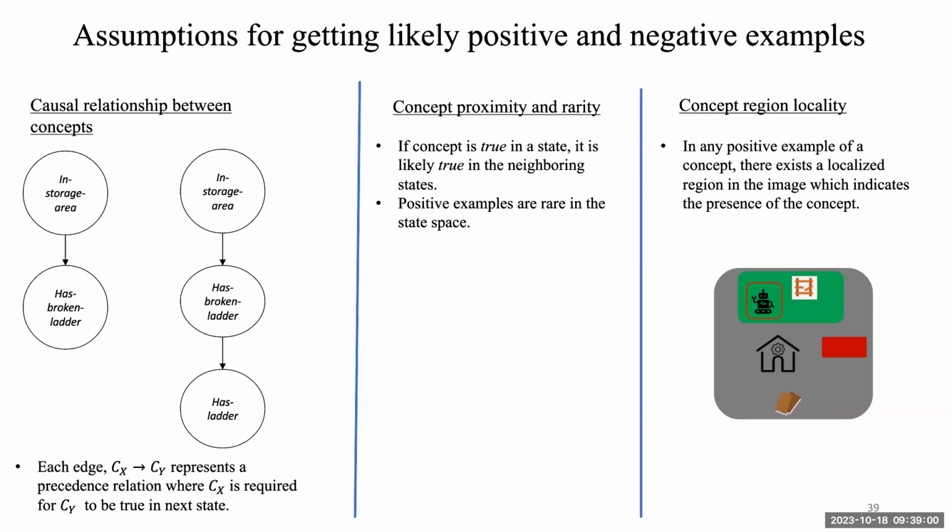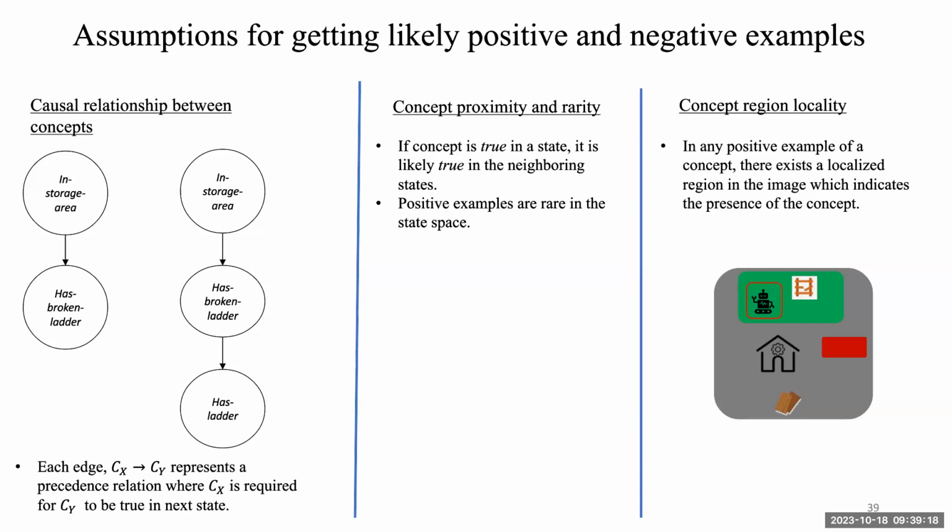The other is that we are assuming concept proximity and rarity, which is basically saying that if a concept is true in a state, then it is likely true in some local neighborhood around that state. And finally, the whole premise that the positive examples are rare in the state space.